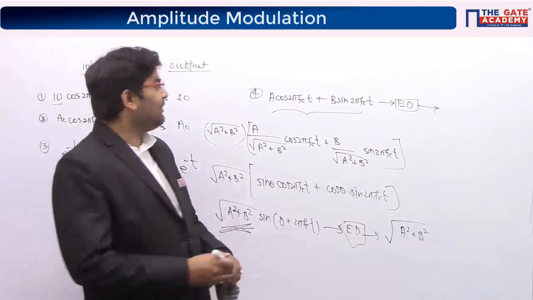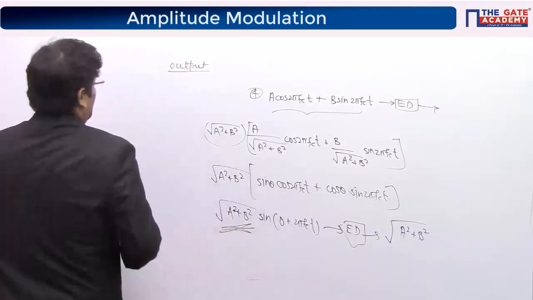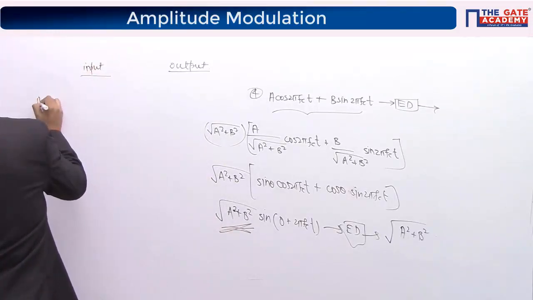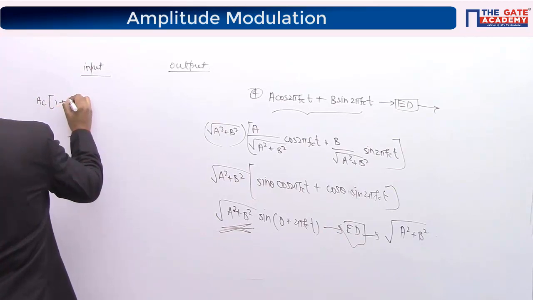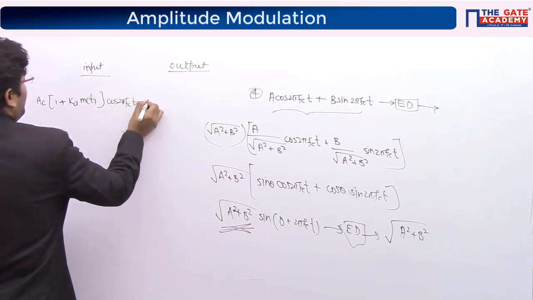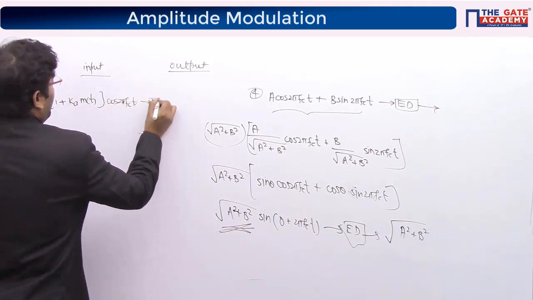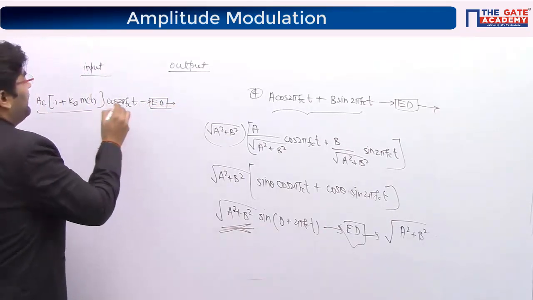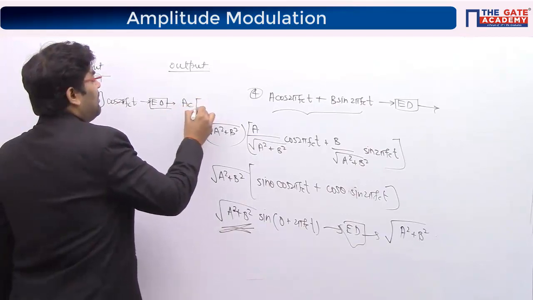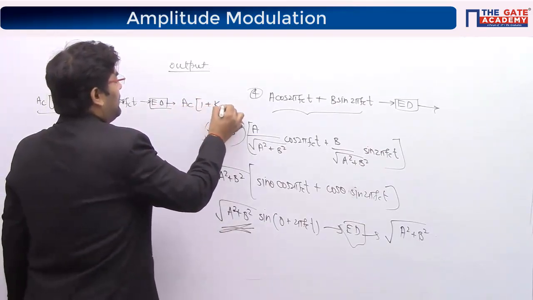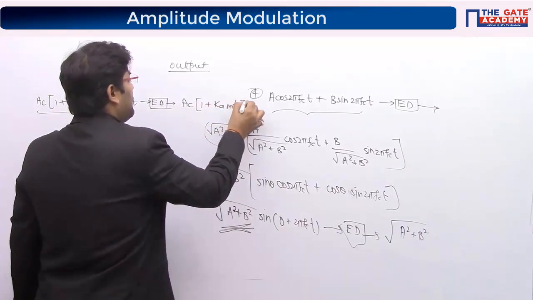In a similar fashion, if I ask you that the input is an AM signal, which is Ac[1 plus ka m(t)] cos 2 pi fc t, going into the envelope detector, what would be the output? You know the output would be just the coefficient, or the amplitude, of this cos. So you get Ac[1 plus ka m(t)].